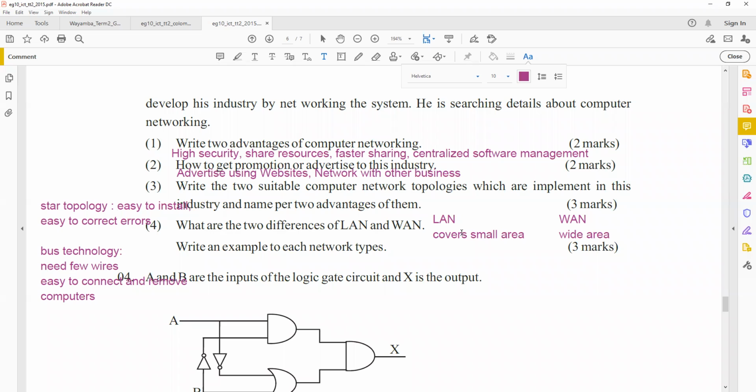Yes, what are the other differences? Local area network is easy to maintain. It's not that complex. WAN is complex to maintain.